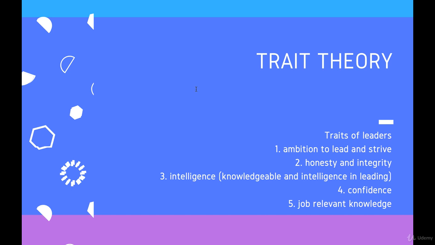So the trait theory is based on greatness. The trait theory always says that whenever a person leads, he or she is great in what he or she is doing. So for instance, if you become an industry leader, you're great in that industry. You have an amount of knowledge, a level of knowledge that no one else has. So then number 2, honesty and integrity.